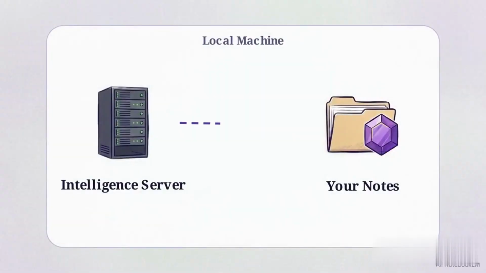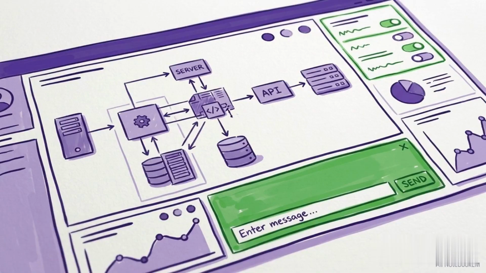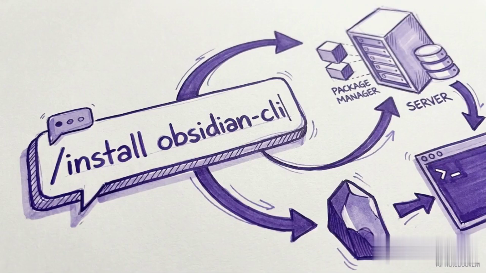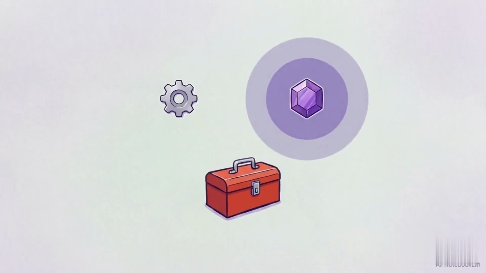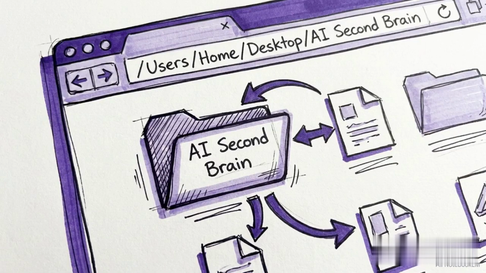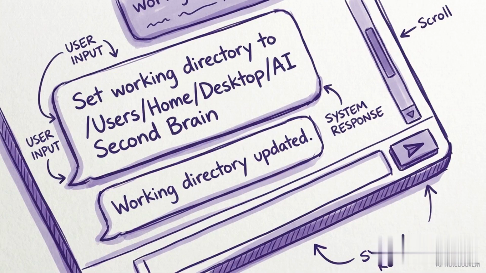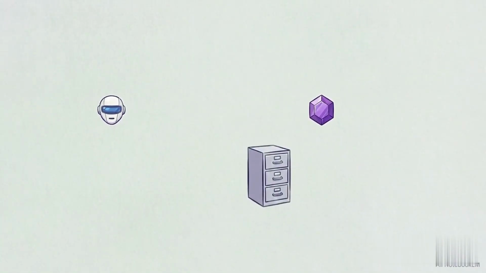Now we need to connect the intelligence server to your notes. Open the chat interface inside the OpenClaw dashboard. In the chat box, type the command to install the Obsidian CLI skill. This downloads the specific toolset OpenClaw needs to interact with your vault. Next, tell the AI exactly where to look. Copy the full file path for your AI Second Brain folder, paste it into the chat, and instruct OpenClaw to set this as its active working directory. The agent takes natural language, parses it, and converts it into explicit file system commands. Bridging these systems creates a local storage layer. The AI writes every interaction directly to your vault, building a searchable archive for future sessions.